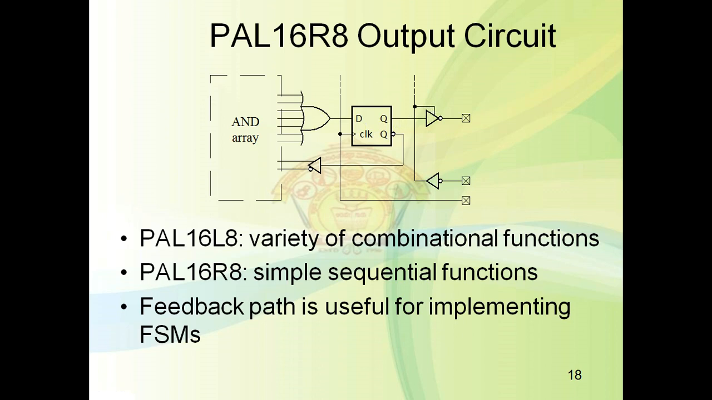Q will be the regular output, and Q bar will be the inverted output. Again here we require feedback, which is given from the Q bar pin, and this will be in two forms, inverted or non-inverted. So the feedback path is useful for implementing finite state machines.